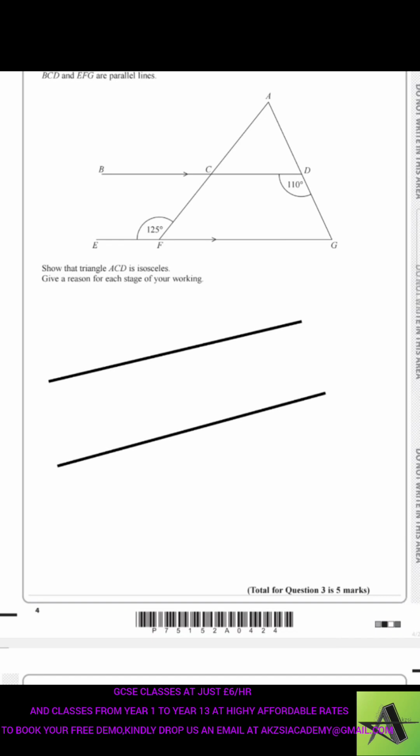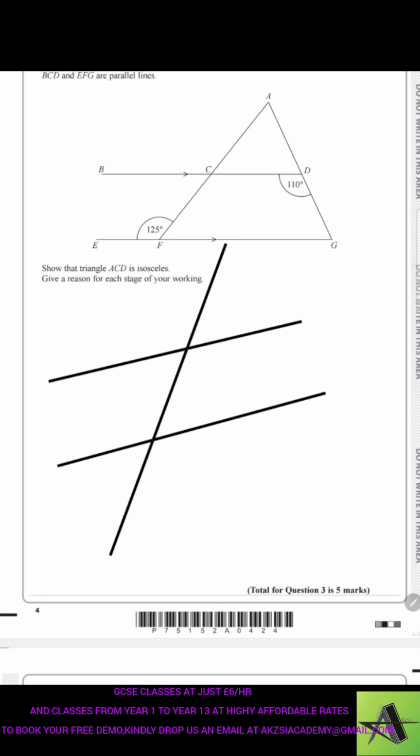Question 3. This is about parallel lines. So before I do this one, I'm showing you the concept of parallel lines. If these two lines are parallel to each other, they will have the same common, constant distance throughout the line. And there will be a transversal.